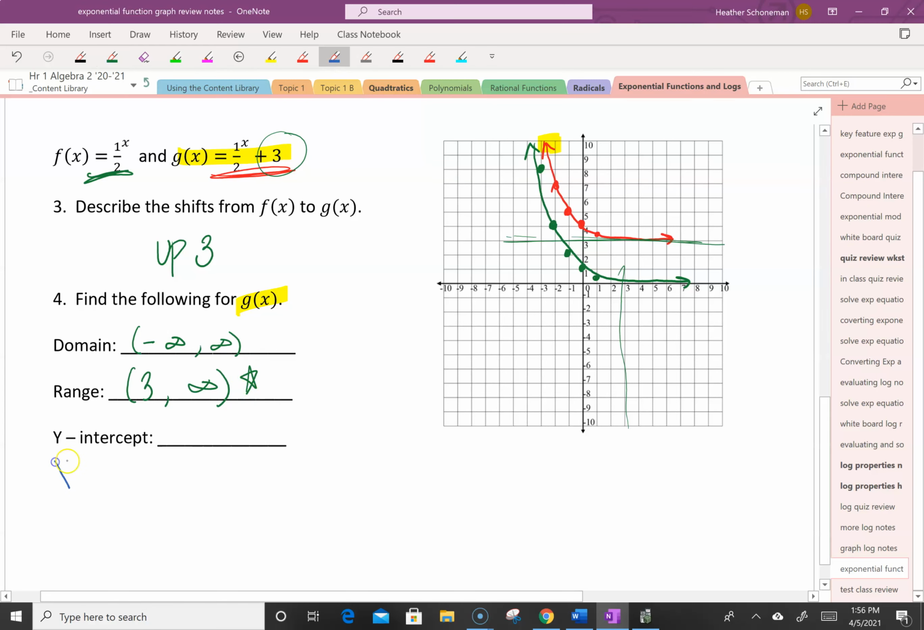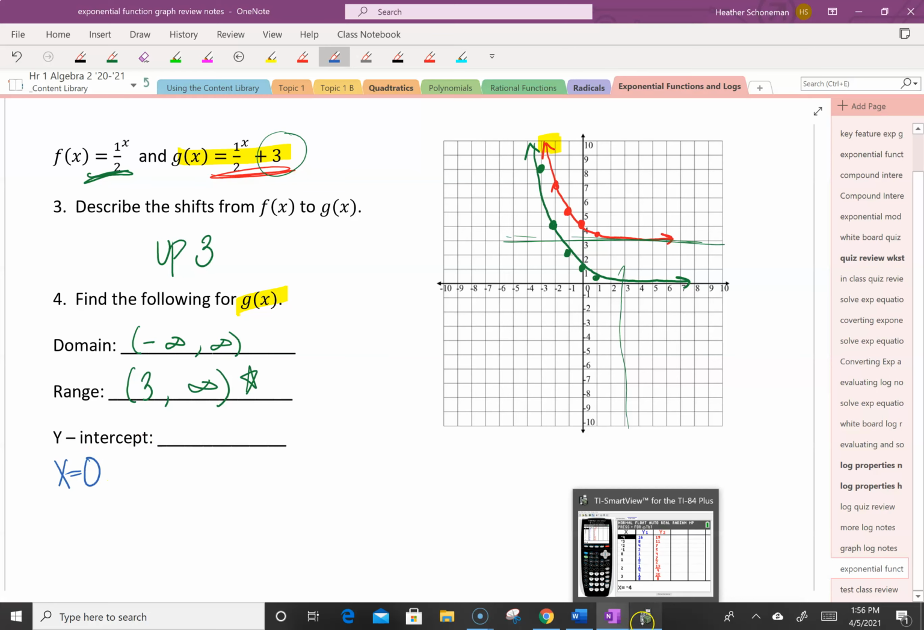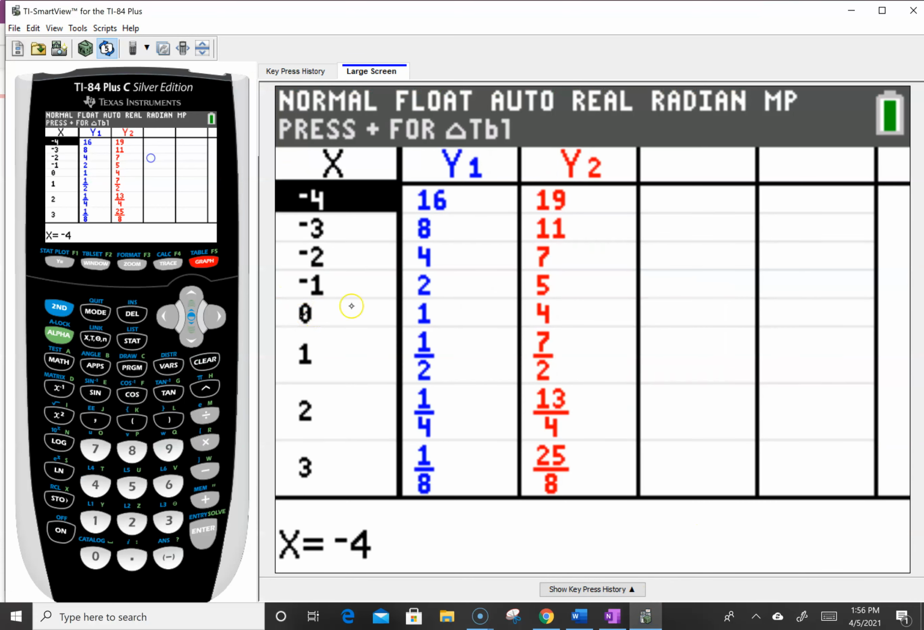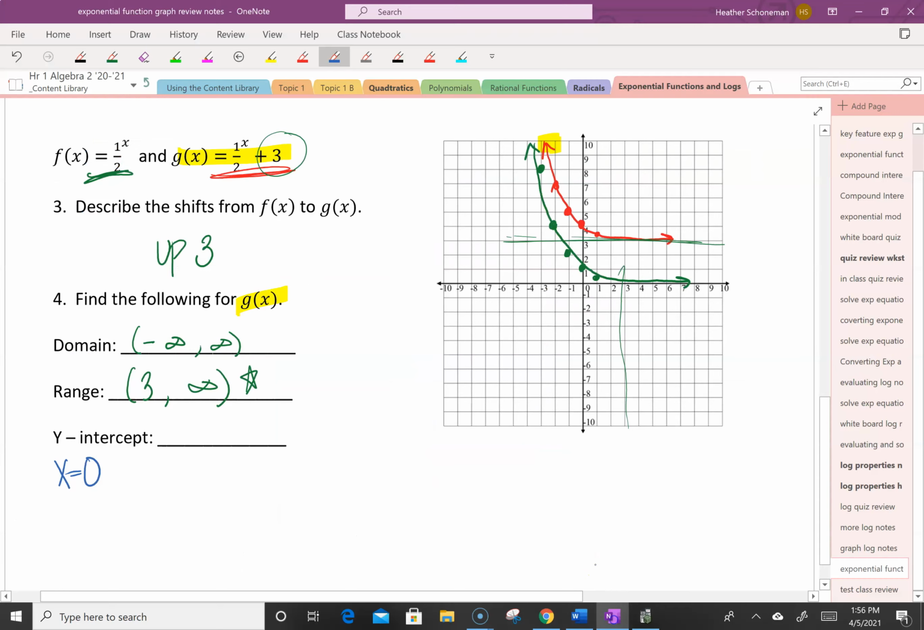The y-intercept is when x equals 0. So if I look at my table, when x equals 0, y is 4. Now, it just so happened that both of these are 4, but that is definitely not always the case.